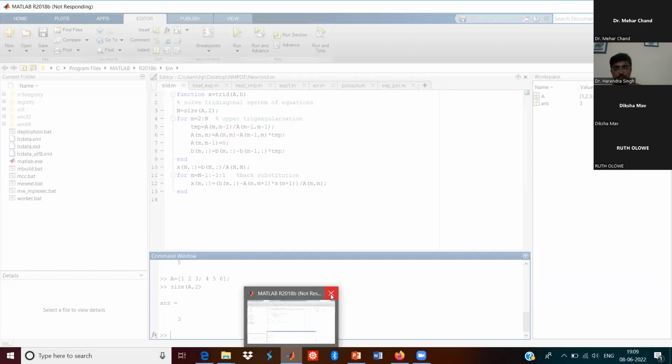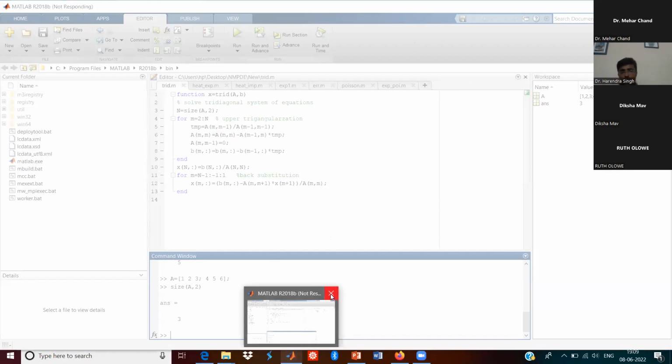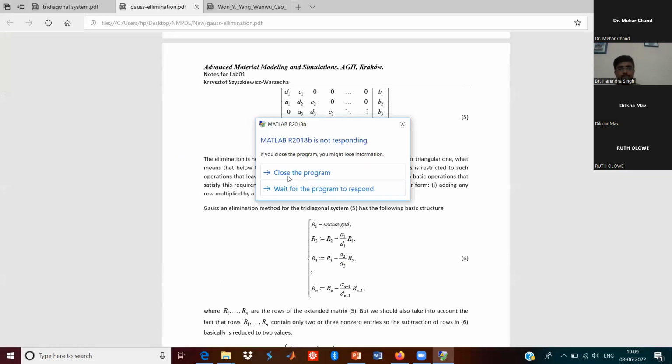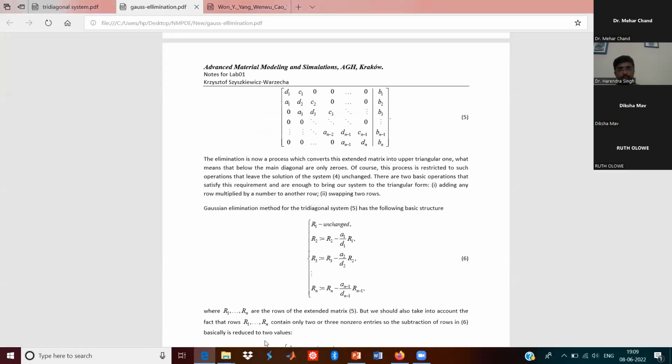Let me close the program, then I will again show you. If you know the scheme's theoretical part better, then you can write the numerical program easily. So the theoretical part is very important. Now again I will open it.